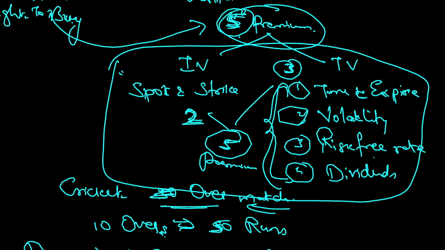Basically the takeaway point is that premium consists of spot price, strike price, time to expire, volatility, risk-free rate, and dividends.